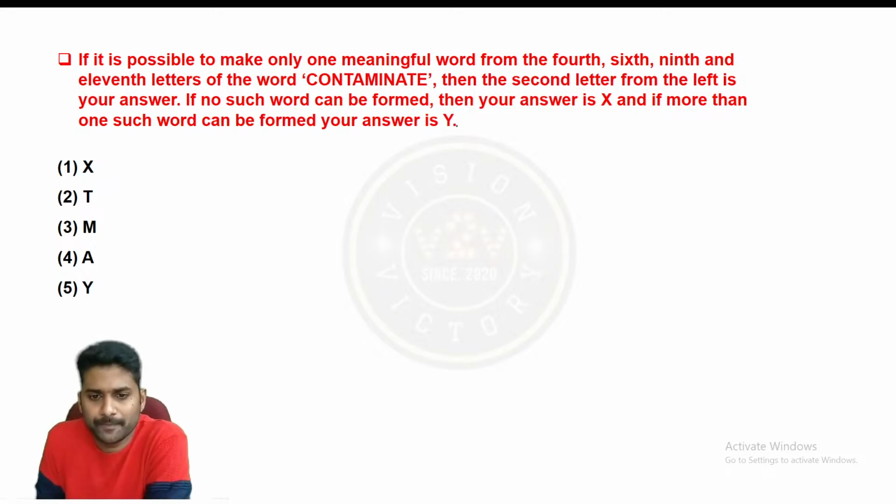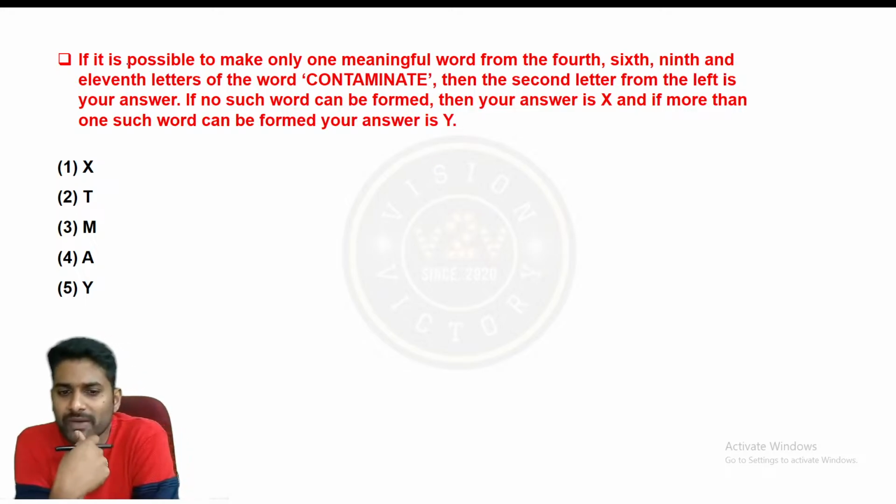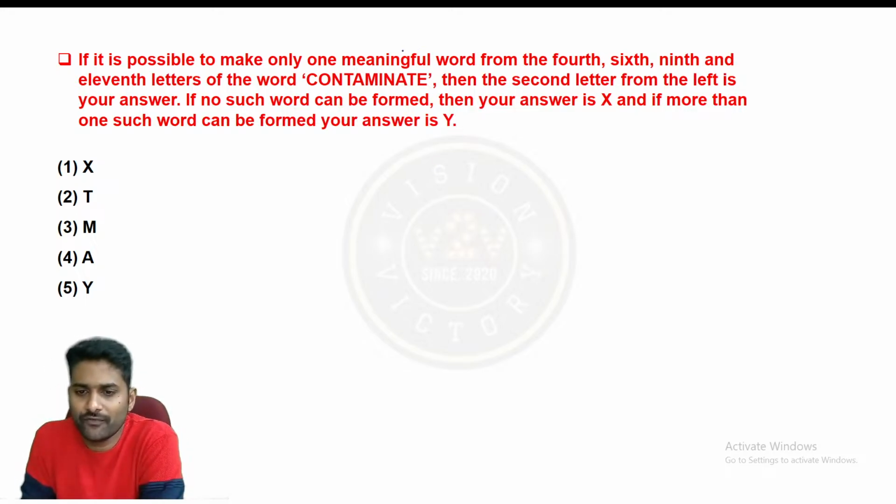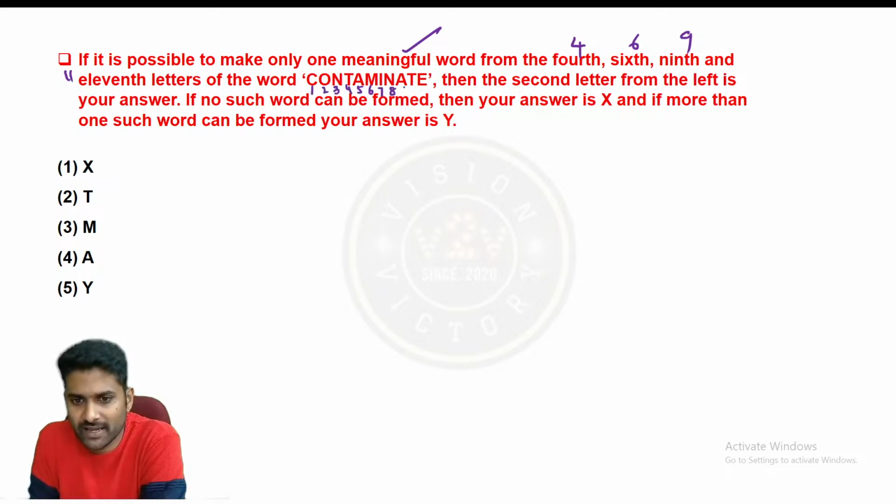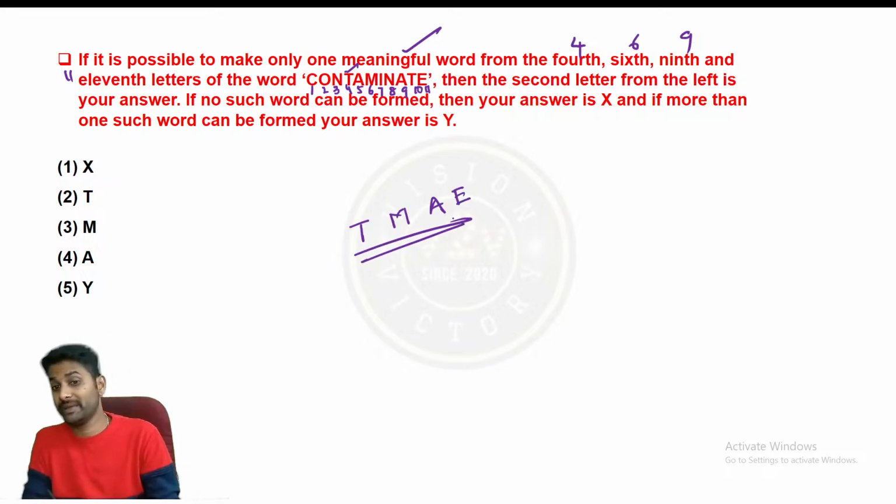Let's check this question. Is it possible to make one meaningful word from the 4th, 6th, 9th, and 11th letters in the word? Now see, 1, 2, 4, 5, 6, 7, 8, 9, 10, 11. We have to pick the 4th letter. What is the 4th letter here? T. And the 6th letter, M. And the 9th letter, A. And the 11th letter, E. With the help of these 4 letters, try to form one meaningful word, guys.